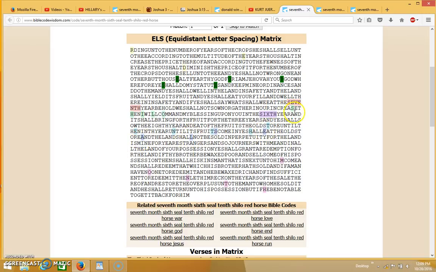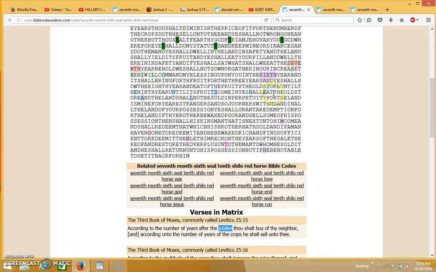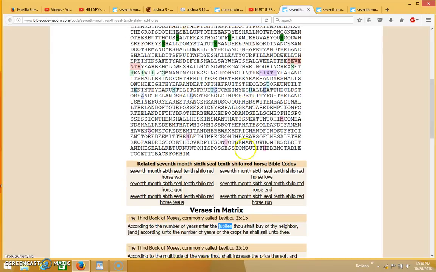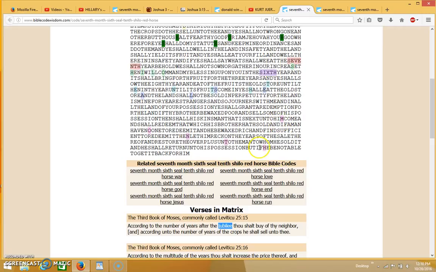And you have the word Shilo coming up in ELS form in the green with the letters S, H, I, L, O. And it's interesting where the word Shilo comes up in the text, and I'll show you that in just a second. Over here in the blue, you have the word 10th with the letters T, E, N, T, H. And you have the word month coming up in the pink with the letters M, O, N, T, H.